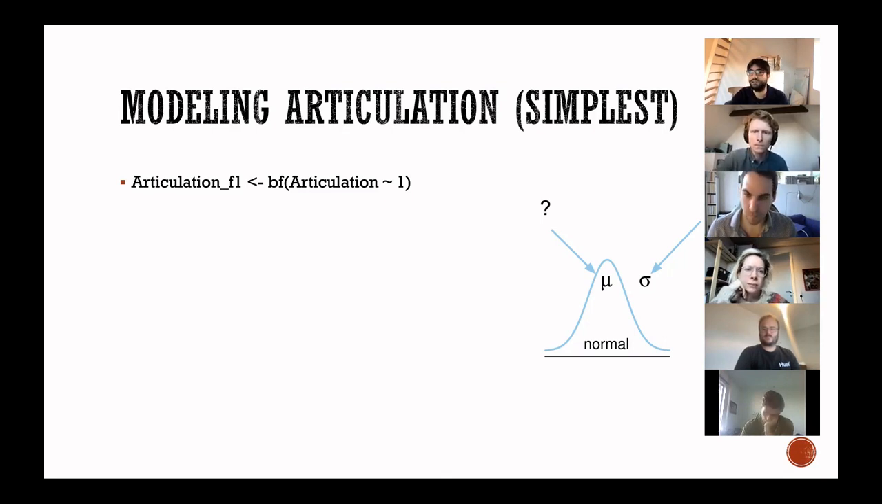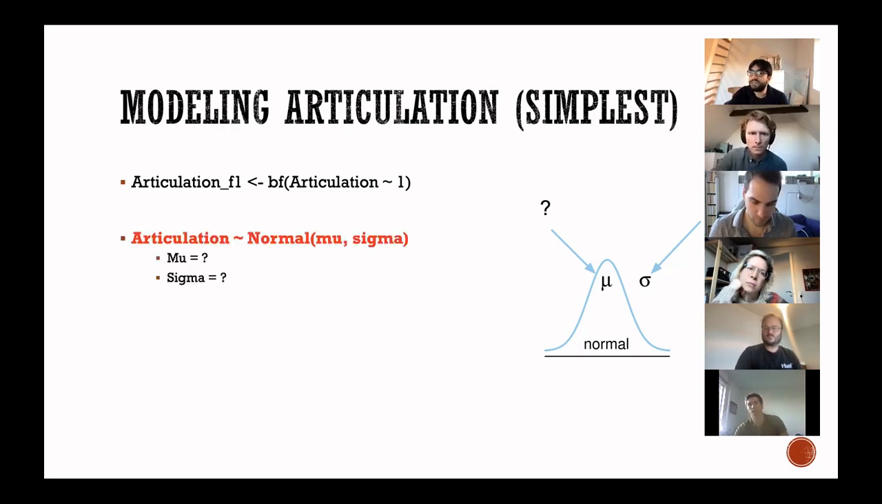I'm calling it here articulation F1 because it's the first that we're going to build. And we attribute to this formula, using the BRMS function BF, Bayesian formula, the simple syntax of articulation tilde 1, which means that articulation is distributed as a normal distribution with 2 parameters, a mu and a sigma. And we want to estimate the mu and the sigma. That's it. You should be familiar with this from LME4 or whatever other software you use.